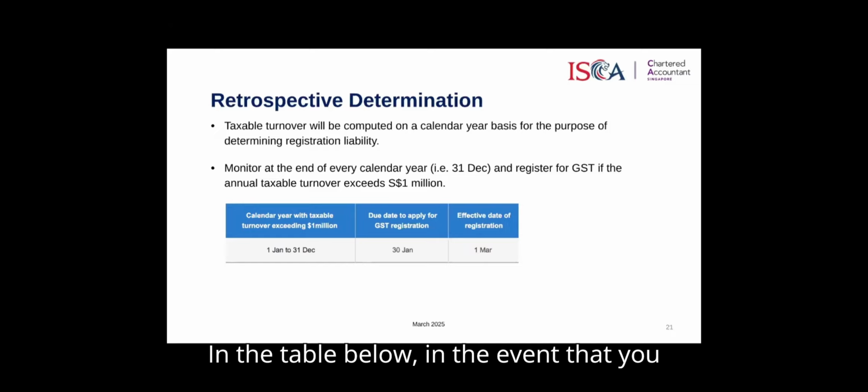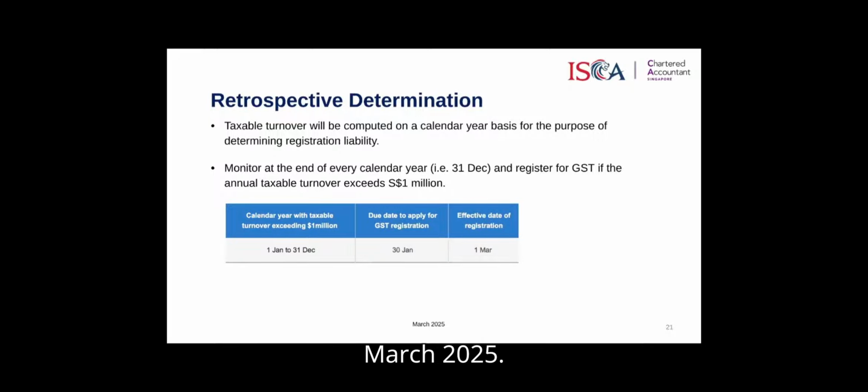In the table below, in the event that you have determined that your taxable turnover exceeds Singapore dollars 1 million for the period of 1st January to 31st December of 2024, your due date to apply for GST registration will be within a month of that determination, which is by 30th January 2025. And once registered, the effective date of your registration will be within 1 month, which is 1st March 2025.